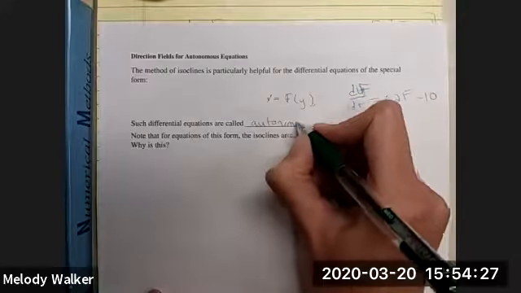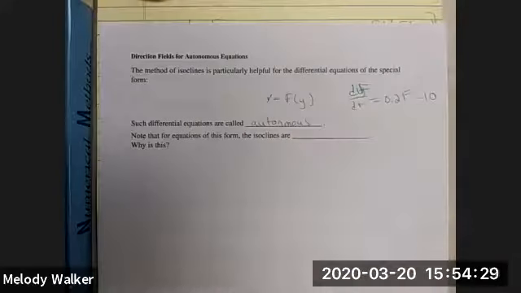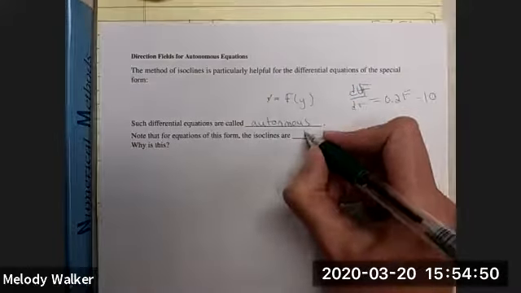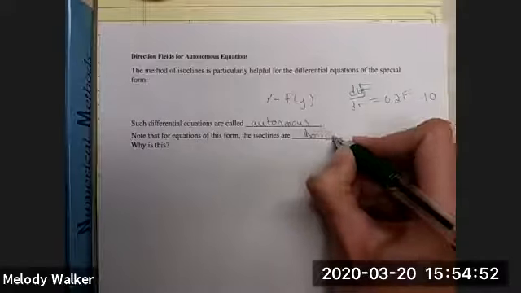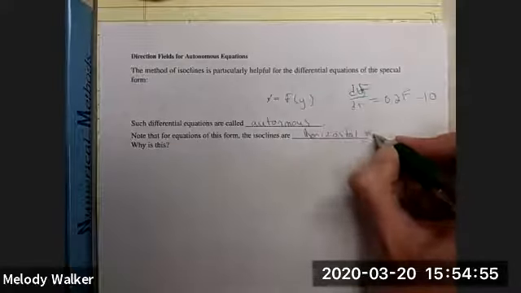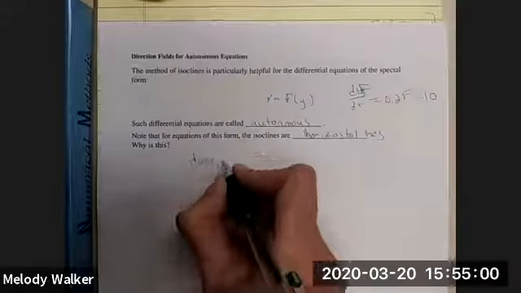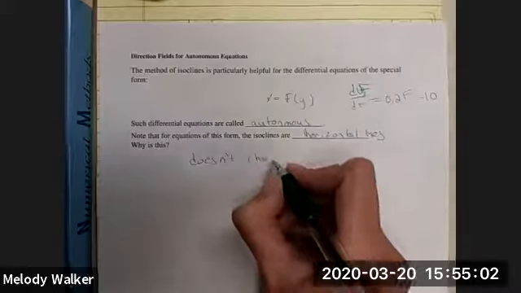That's just the name. When there's no t's explicitly written, I mean, there's a derivative with respect to t, but there's no actual t's. And note that if I have any of these, I just have a function of y equals a constant. And so then all my isoclines are horizontal lines. Because why? Because it doesn't change with respect to t.